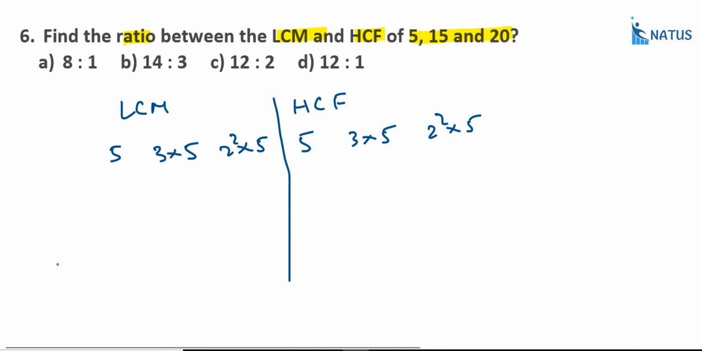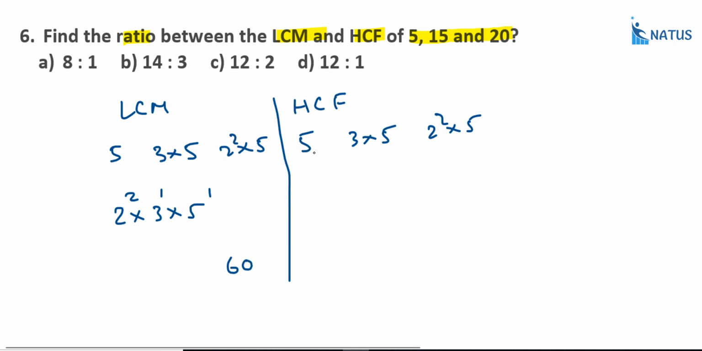What is the LCM? You will take all the bases, that is 2 into 3 into 5, and you will take the highest power of individual bases. What is the highest power of 2? That is 2. Highest power of 3, 1. Highest power of 5, 1. So what is the LCM? 4 into 3 into 5, 20 into 3, that is equal to 60.